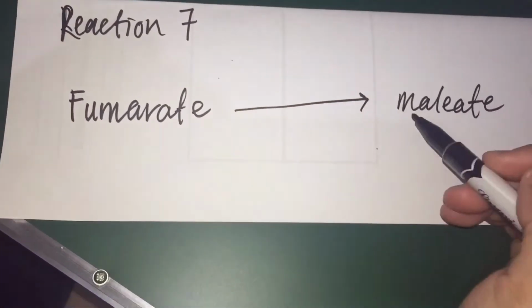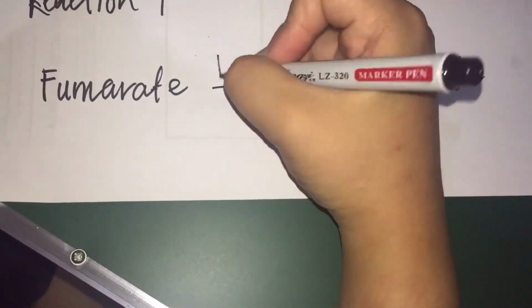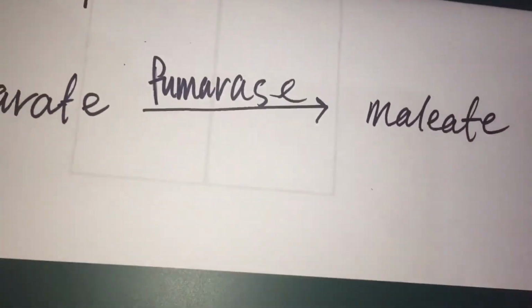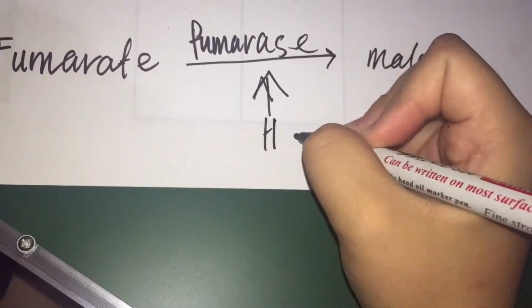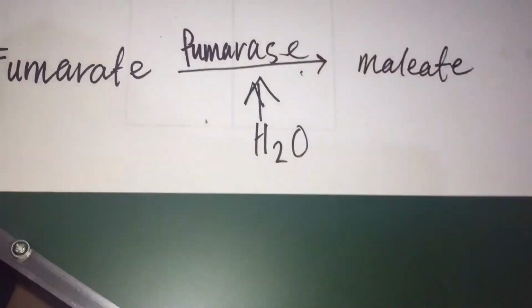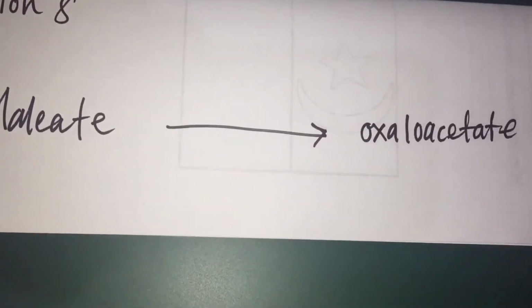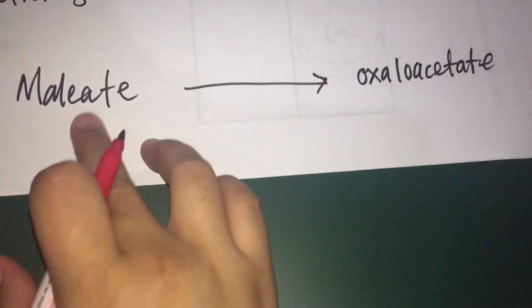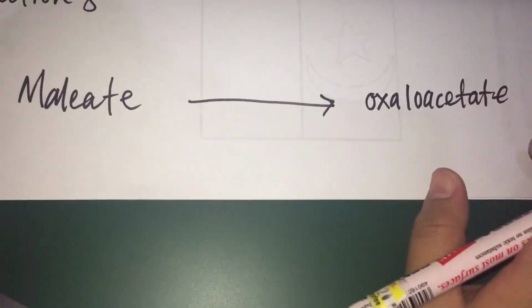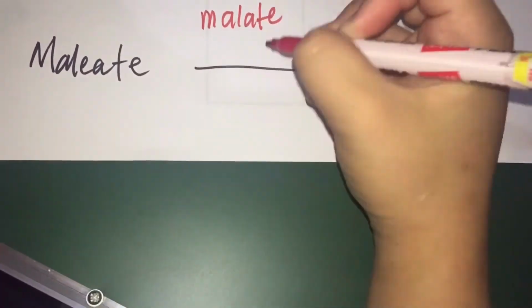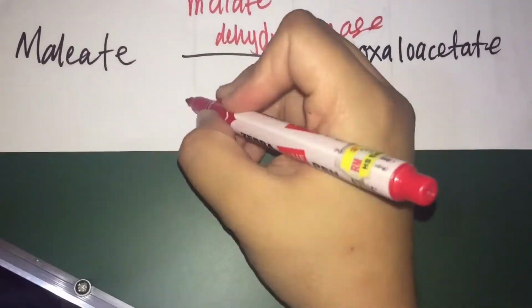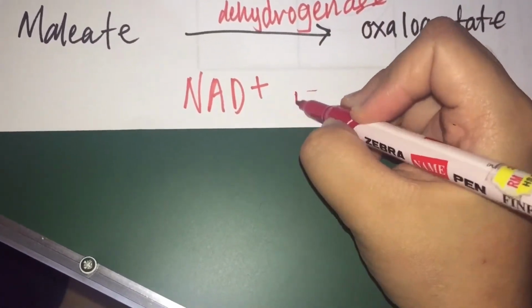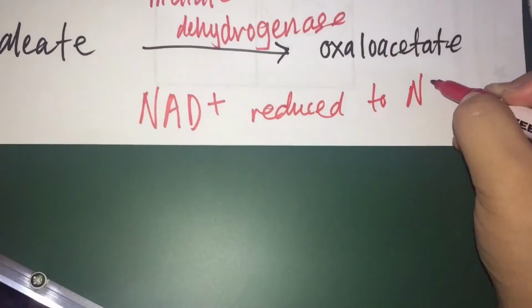Reaction 7 is the hydration of fumarate to malate. The reversible hydration of fumarate to malate is catalyzed by fumarate hydratase, adding hydrogen and oxygen back to the substrate. Reaction 8 is the oxidation of malate to oxaloacetate. Malate is oxidized by malate dehydrogenase to produce oxaloacetate, which is the starting compound of the citric acid cycle. During this oxidation, NAD+ is reduced to NADH and H+.